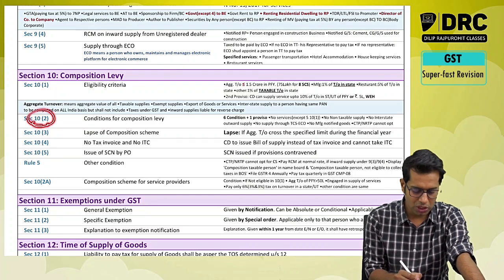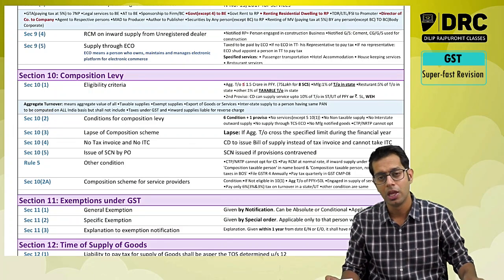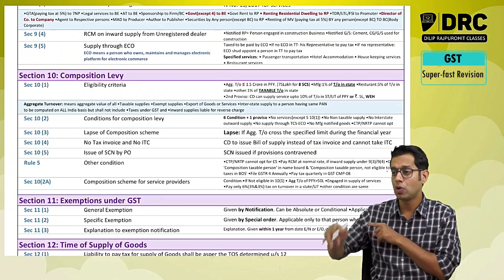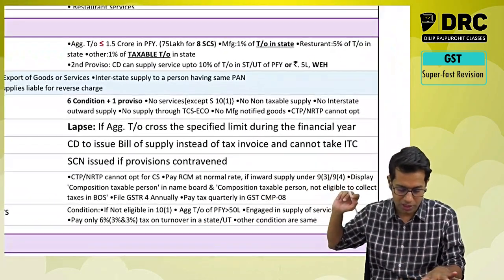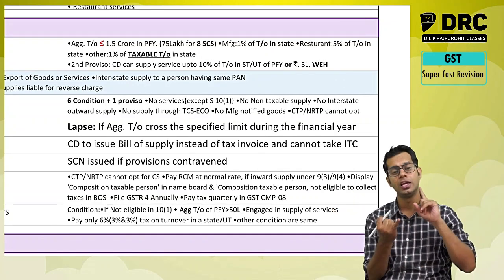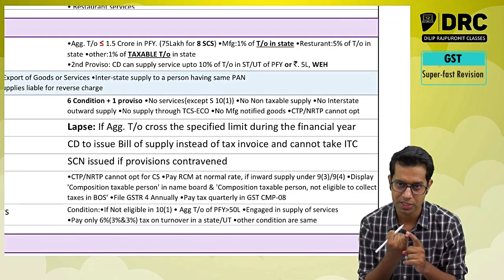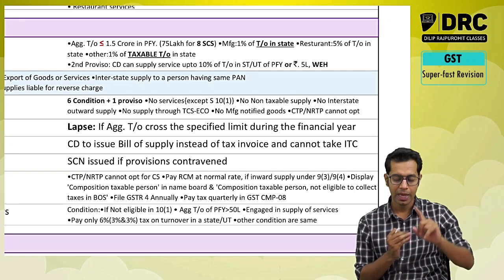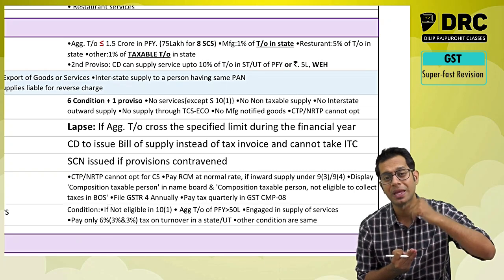Then section 10 subsection 2 says condition for composition scheme. If you want to become a composition dealer as per section 10 subsection 1, then you will have to satisfy totally how many conditions, sir? 6 conditions. Which are these conditions, sir? He should not supply services other than those services specified under section 10 subsection 1. He should not make non-taxable supplies. He should not make interstate outward supply.